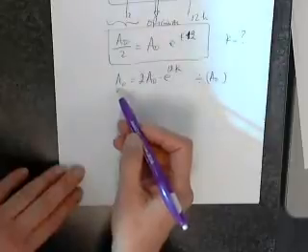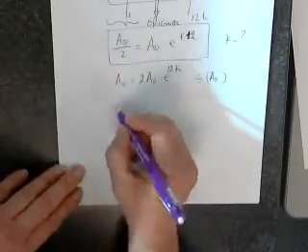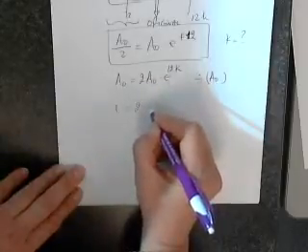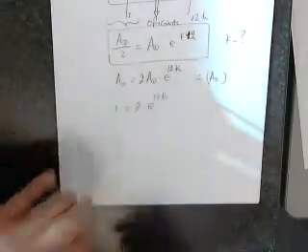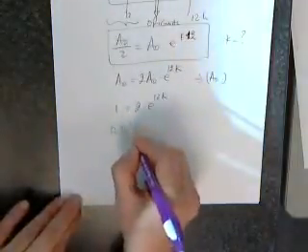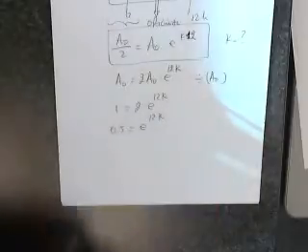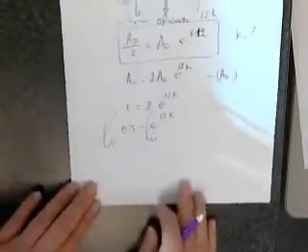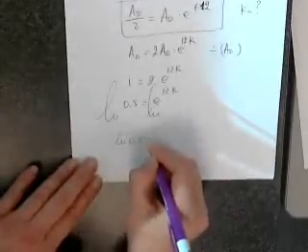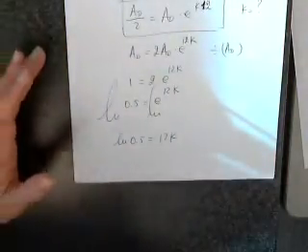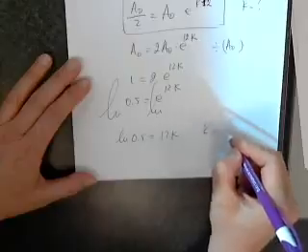What do I have on the left? 1. What do I have on the right? 2 times e to the 12k. What will I do next? Divide by 2. Good. I'll say 0.5 equals e to 12k. What will I apply? Natural log to both sides. The left-hand side will be natural log 0.5. What will be the right-hand side? 12k. Yes. And what about natural log e? 1. Excellent.